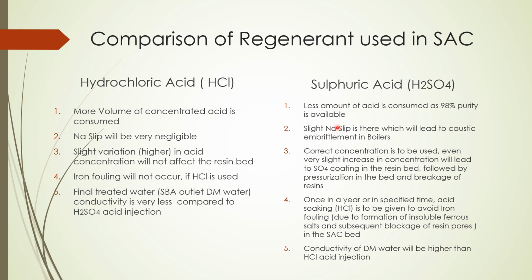But in co-current regeneration or countercurrent regeneration, if sulfuric acid is used, the correct concentration is to be used. Even a very slight increase in concentration will lead to sulfate coating over the resin bed. It will be followed by pressurization of the unit and that will lead to breakage of resin. So more fines will be formed unless we closely monitor the sulfuric acid concentration, whether it is 3 or 3.5%, and maintain it throughout the regeneration. Then only can we avoid the pressurization of the bed.